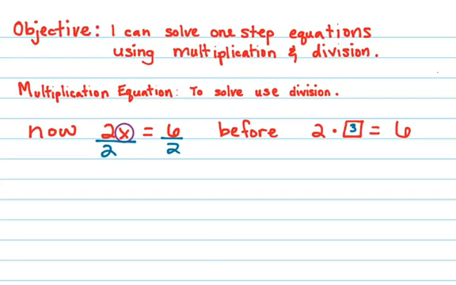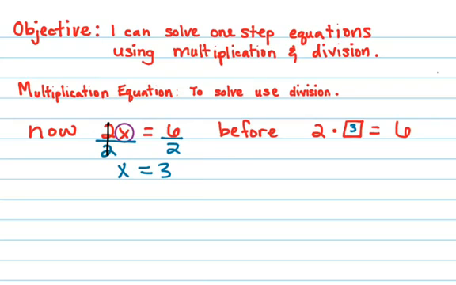Now you're going to notice that 2 over 2 makes the fraction 1 whole, right? It's a whole fraction. And 1 times anything is that same number. So if we had 1 times 17, that is 17. 2 times 1, that's 2. Well, we have 1 times x, which is just going to be x on this side. Now we ask ourselves, how many times does 2 go into 6? And it goes 3 times.